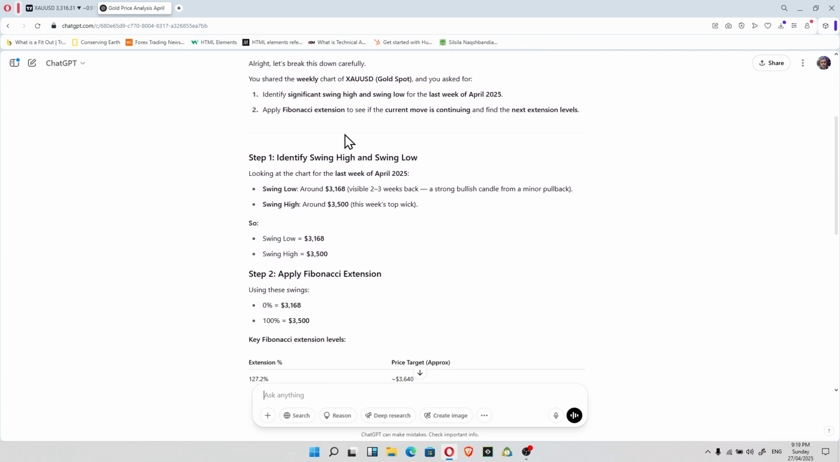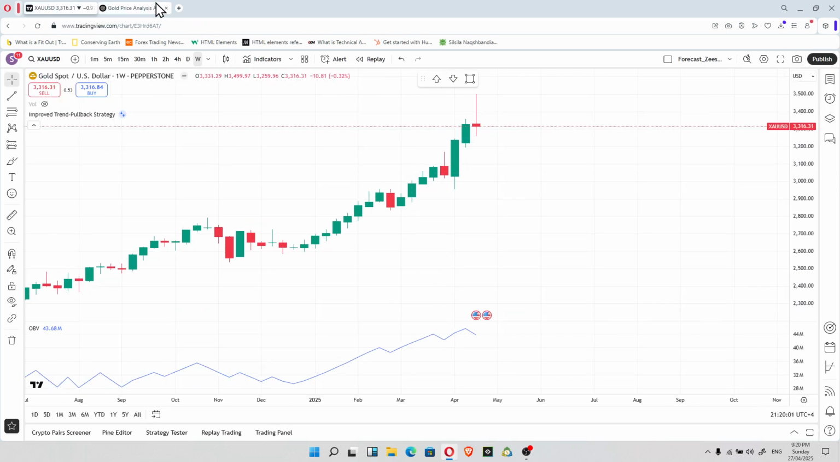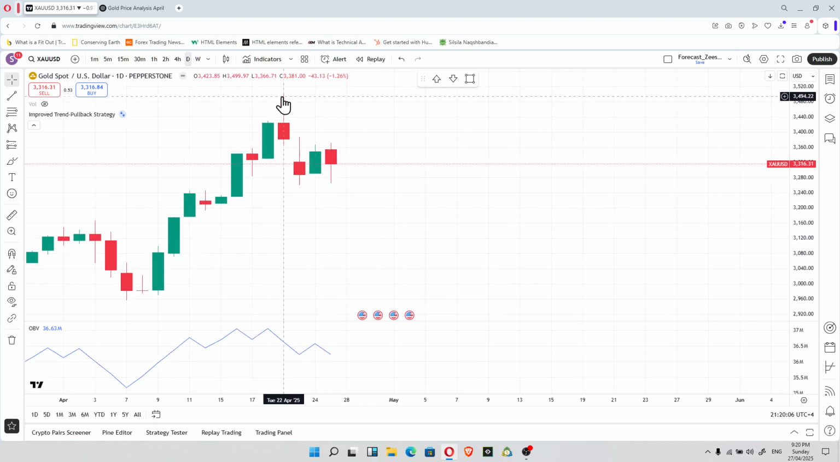So what we get from ChatGPT is that it identified the swing high and swing low on a weekly chart, which we cannot see very clearly here. When I shifted back to the daily chart, I found it took the high from this level, which is 3500, and then the low of last week Friday's closing, which is around here, 3168. This is the low it took, and from here to here it calculates the one wave. So let's apply the Fibonacci.